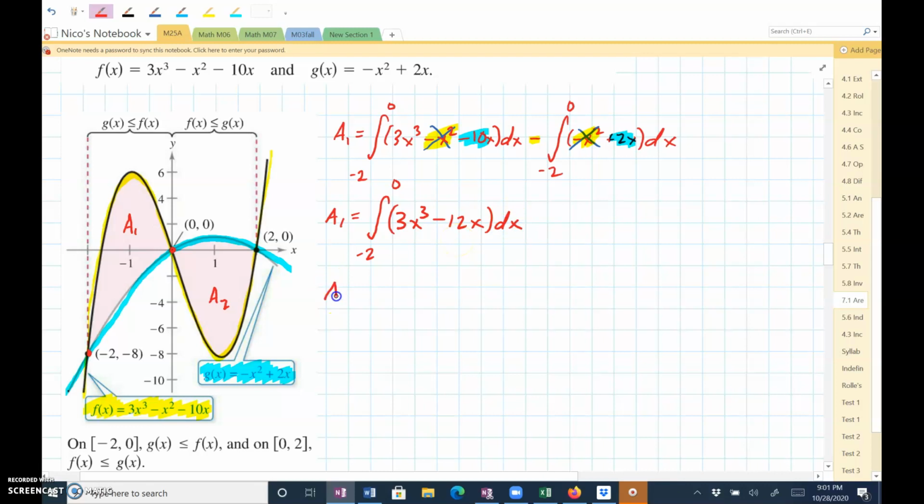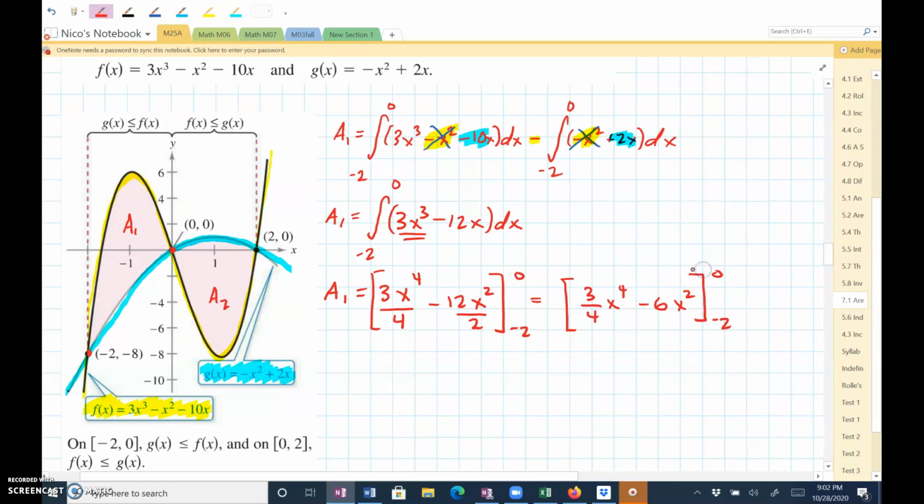So now we're ready to find the antiderivative. So this is going to be 3x to the fourth divided by 4 minus 12x squared divided by 2. And we'll evaluate this from negative 2 to 0. Let's go ahead and simplify this a little bit. Make this 3/4 x to the fourth minus 6x squared from negative 2 to 0.